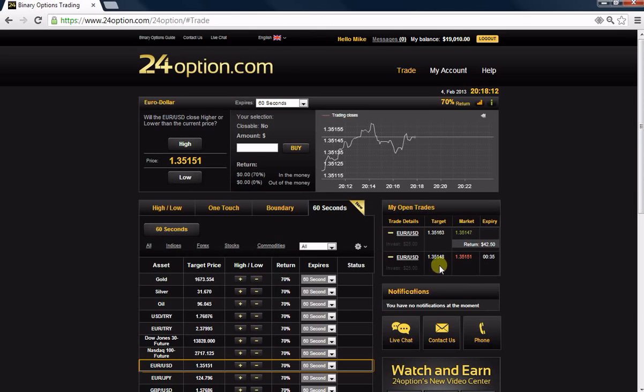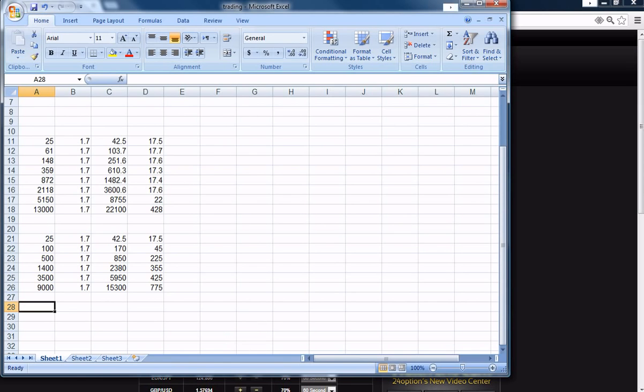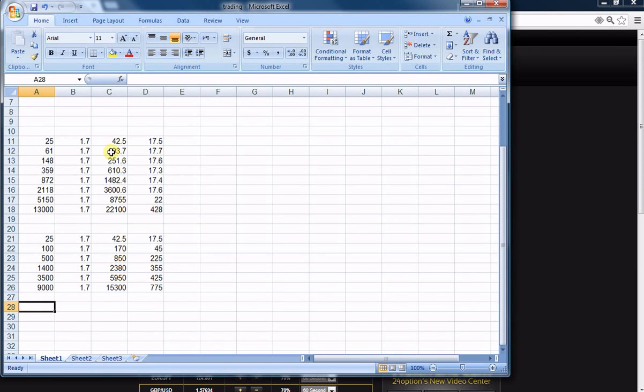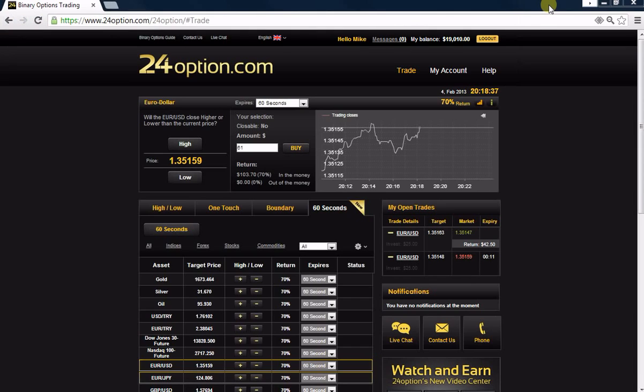The price we're currently at is 1.35148, 1.35152. Looks like it's hovering around there, but it could change in the next 30 seconds. So we're going to prepare the next trade just in case we lose. That trade is going to be $61, which means we're also going to profit on a 70% return. Our profit's going to be $103, $104. Looks like we're going to lose this trade.